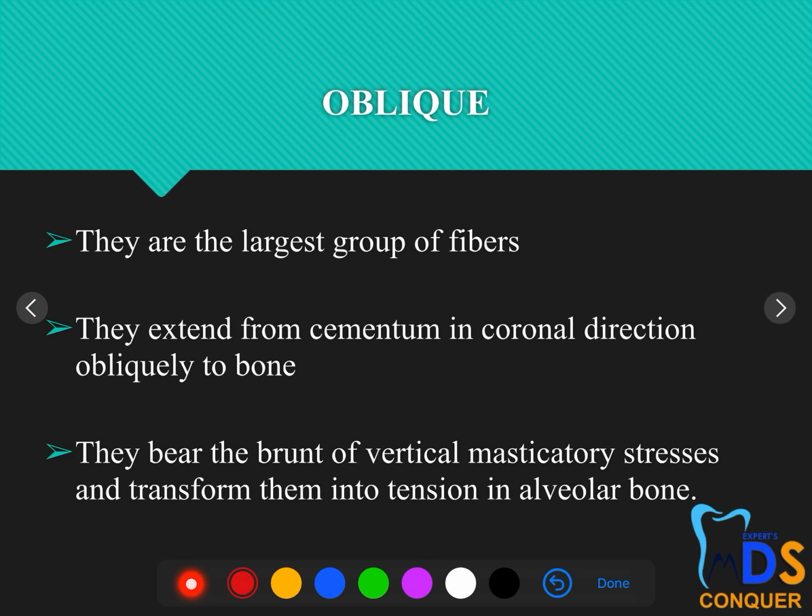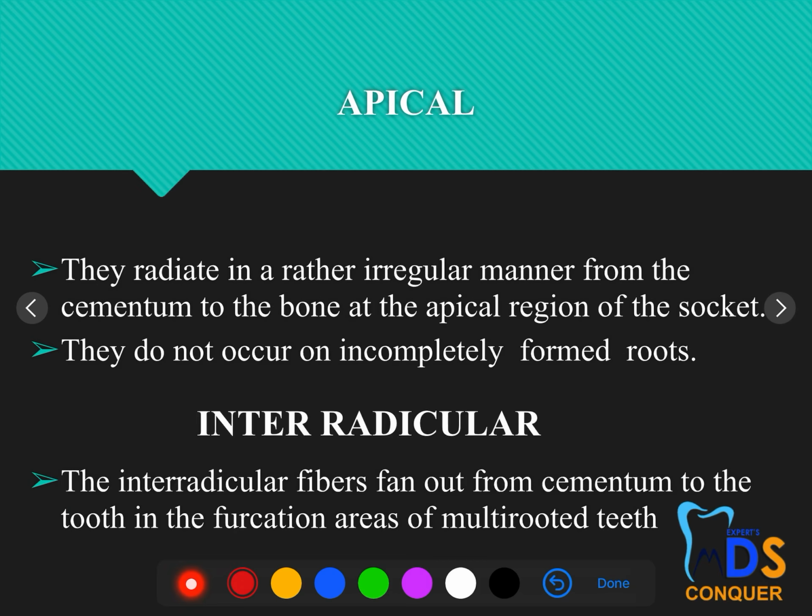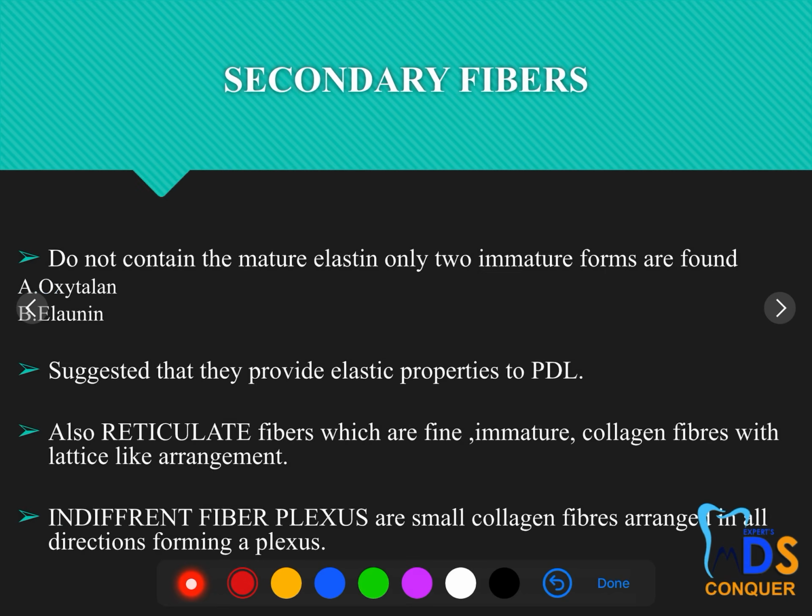Coming to oblique, the large group of fibers, they extend from the cementum coronally and obliquely to the bone. That's why, because of their orientation, they are called oblique fibers. Their main function is to withstand the vertical masticatory stresses. Similarly, apical, as the name suggests, is below at the apex, and is not seen in incompletely formed roots. Interradicular fibers fan out from the cementum, and are seen in furcation areas of multi-rooted teeth.